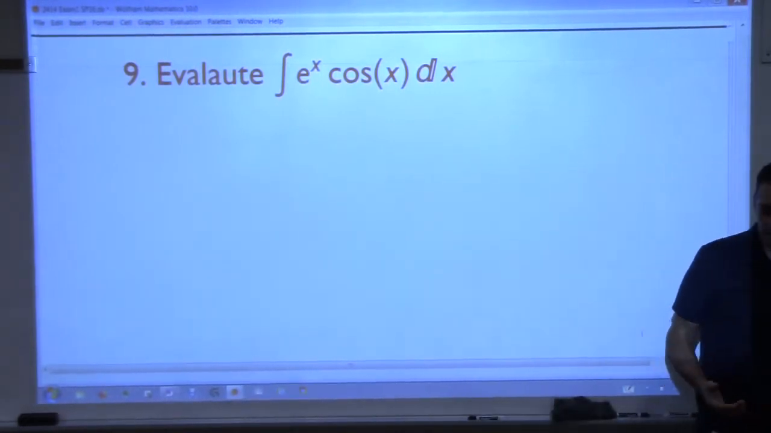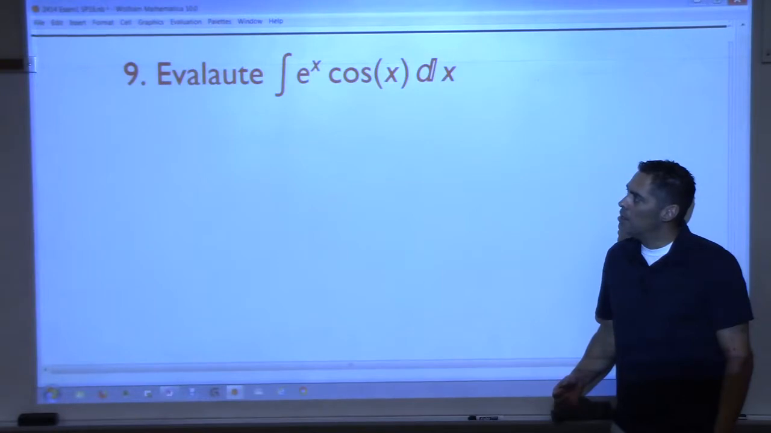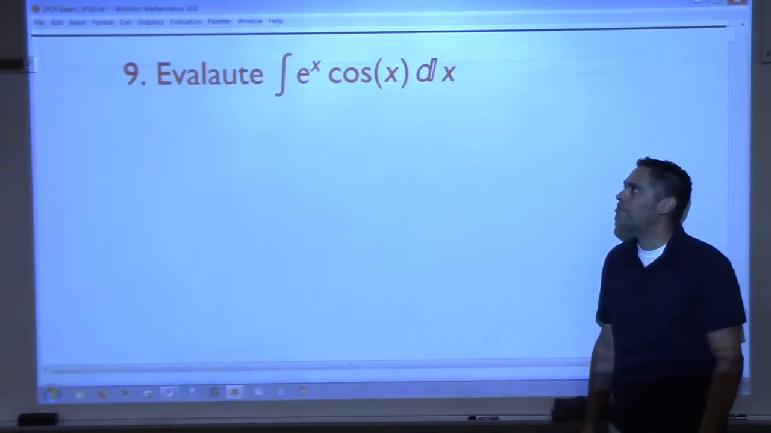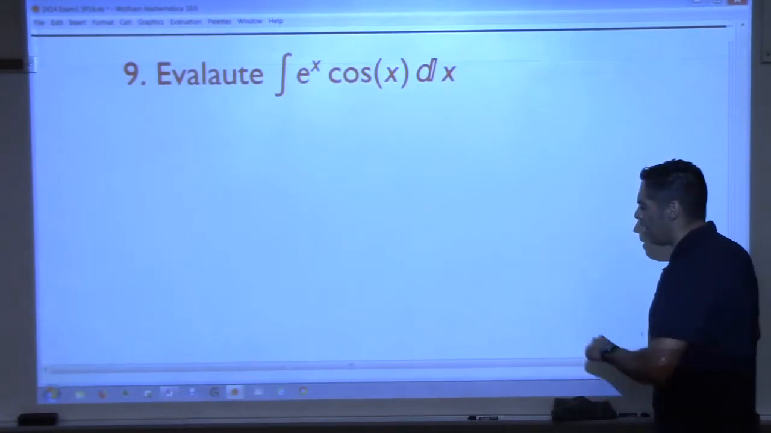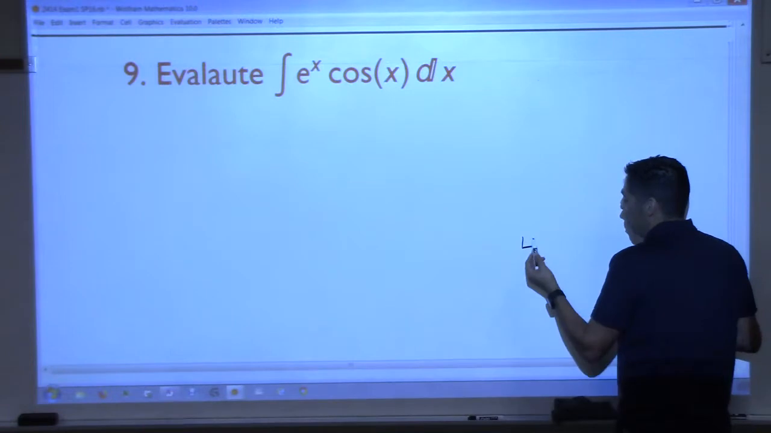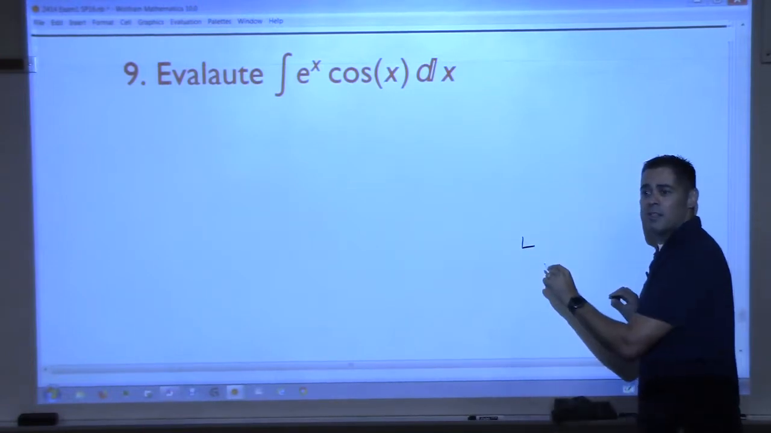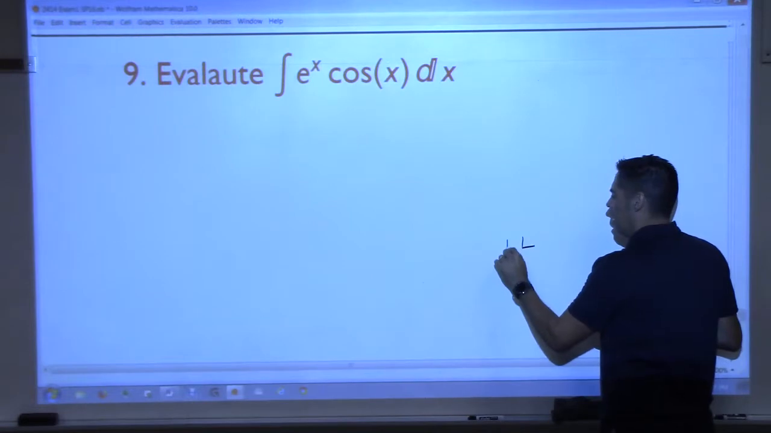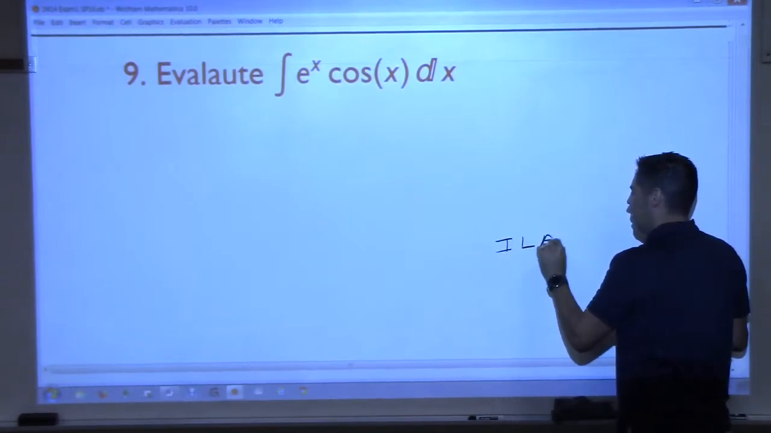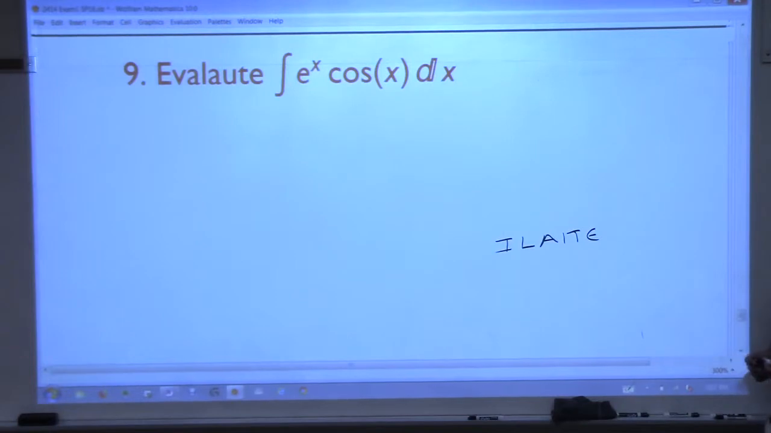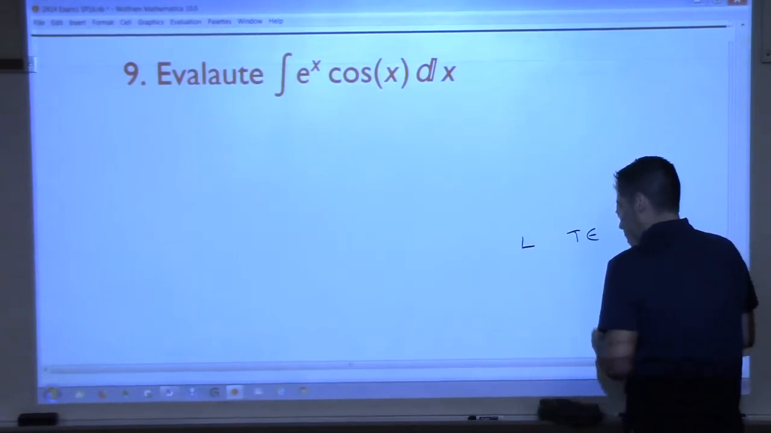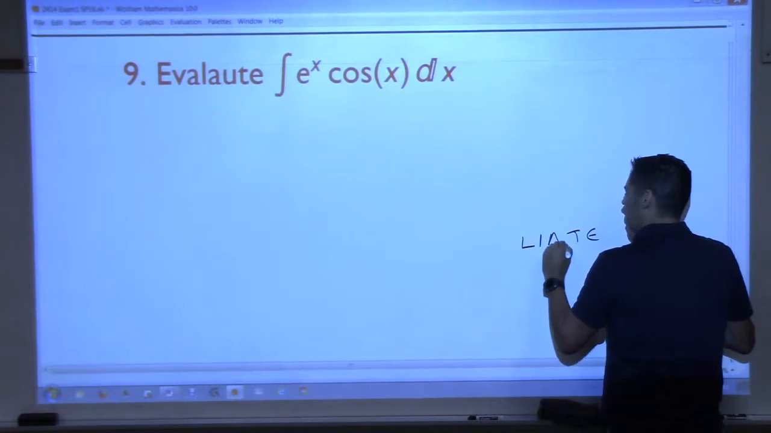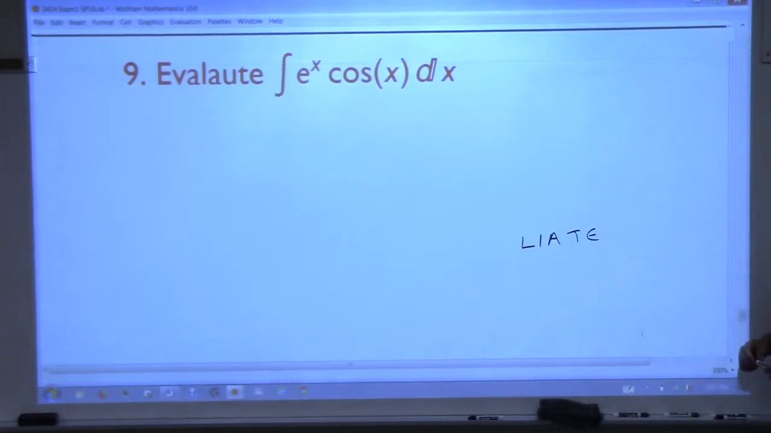I really am not a huge fan of, I don't know. I know some of you who go to the tutoring lab, they may show you this acronym. I don't know if anyone has seen this. I don't even know what it is. Latte or something like that. L-I-A-T-E.